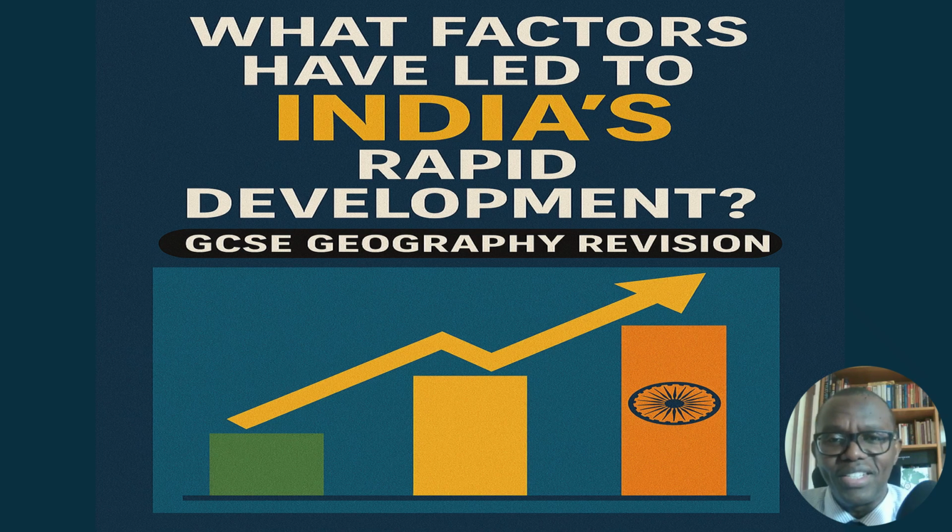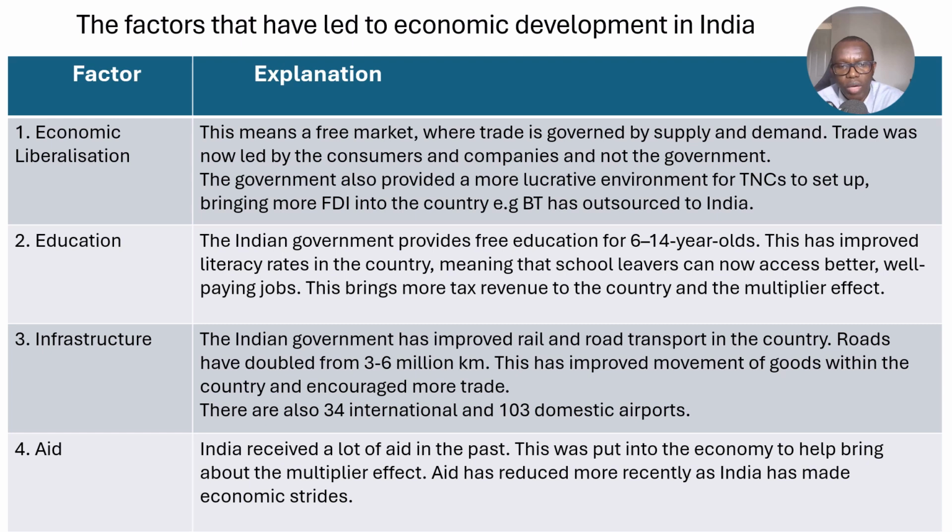Okay, let's get started. In this next section, we are going to be looking at the factors that have led to economic development in India. Now, there are several factors that have helped India develop fairly rapidly, and one of them is economic liberalization. So the government of India has created a free market, and a free market means that trade is governed by the laws of supply and demand, and not necessarily by the government. So the government has stepped back and has allowed consumers and companies to be the ones that are leading the laws of supply and demand.